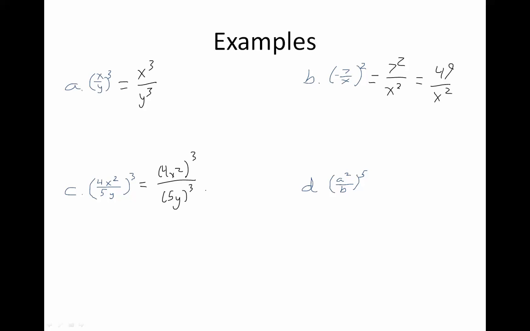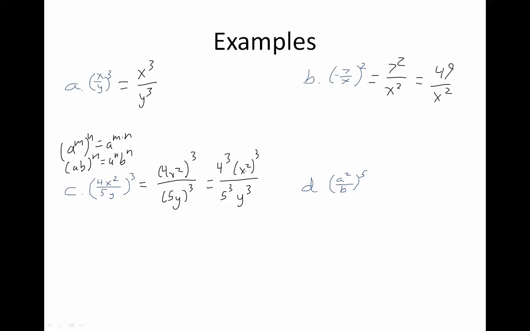Notice how I put those in parentheses, because this is going to bring us back to a rule that we learned in the last lesson, which is our power rule. A to the m to the nth power is a to the m times n. And if we have two things in the parentheses, we have a to the n, b to the n, because the power is going to go to each of these things being multiplied. So what's happening in the top? That's 4 cubed times x squared cubed over 5 cubed times y cubed.